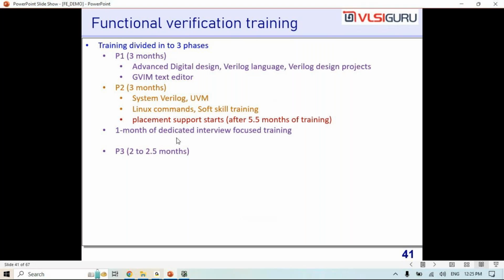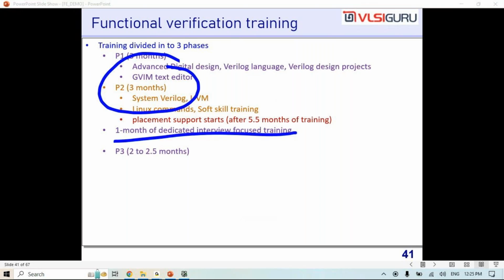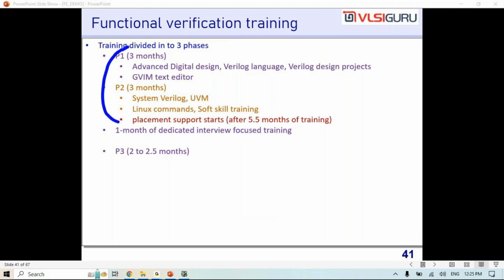And at the end of this 6 months, 1 month of dedicated interview-focused training will be done, which is outside the 8 months actually. That 1 month is for revising everything: revising all the topics, important questions of digital, important questions of Verilog, SystemVerilog, UVM, everything. Because it is equally important to clear the interview also, right? Learn the subject and you should be clearing the interview. That is the whole goal, right? Of course. Next, 1 month is revision of everything.